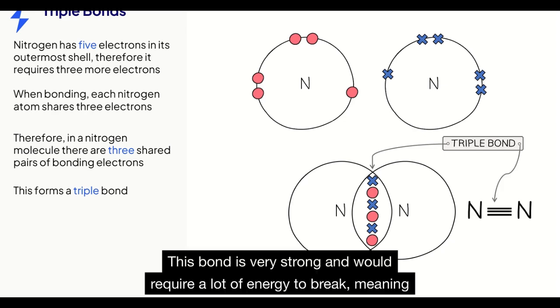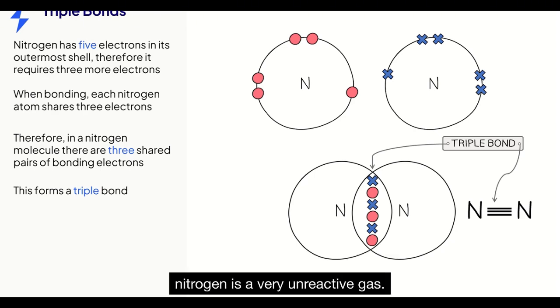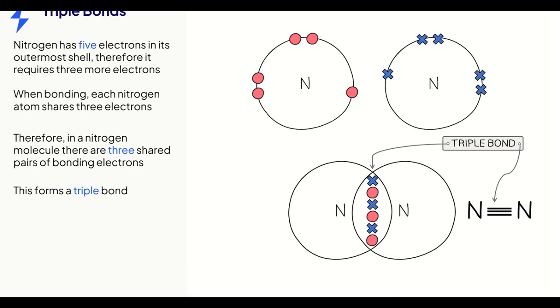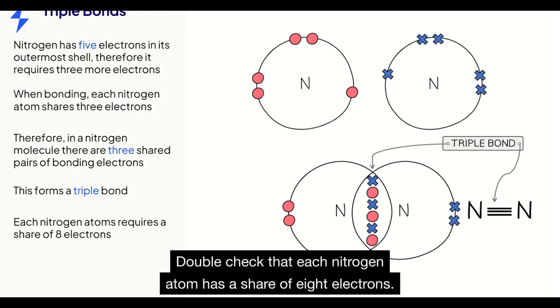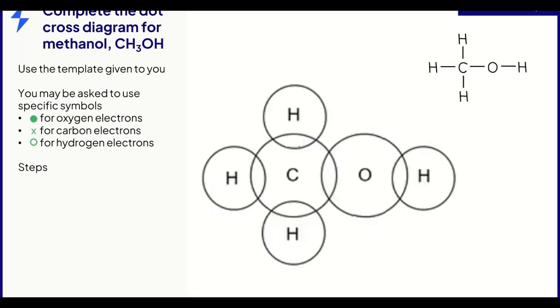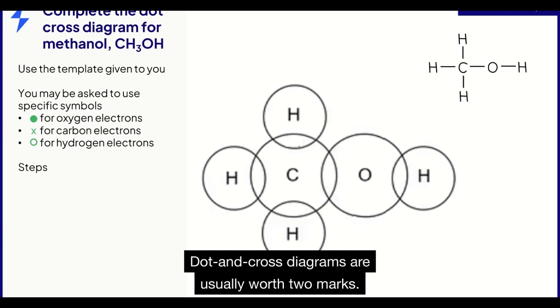This bond is very strong and would require a lot of energy to break, meaning nitrogen is a very unreactive gas. Double check that each nitrogen atom has a share of 8 electrons. Dot and cross diagrams are usually worth 2 marks.